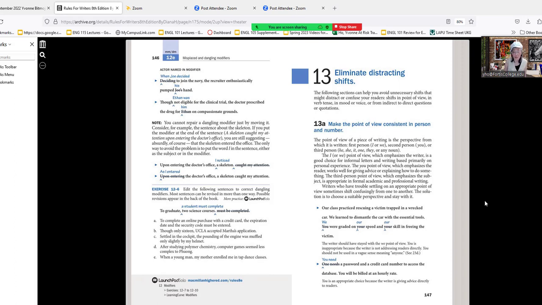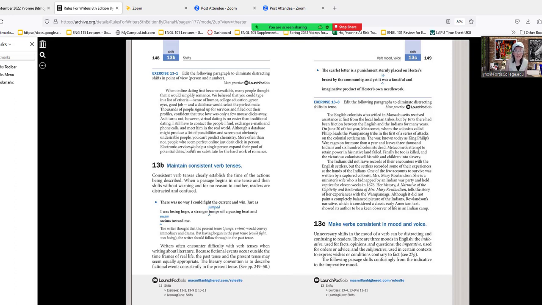Our class practiced rescuing a victim trapped in a wrecked car. We learned to dismantle the car with the essential tools. And so here you have first person case. You're talking about your personal life, your personal experience. And usually when you write about your personal experience, you're writing to your friends and family, then we use first person case. You were graded on your speed and your skill in freeing the victim. And so then if you want to write third person case, you would say Susan was graded on her speed and her skill in freeing the victim. That would be third person case.